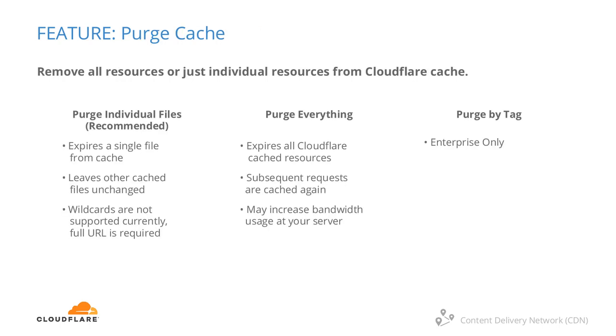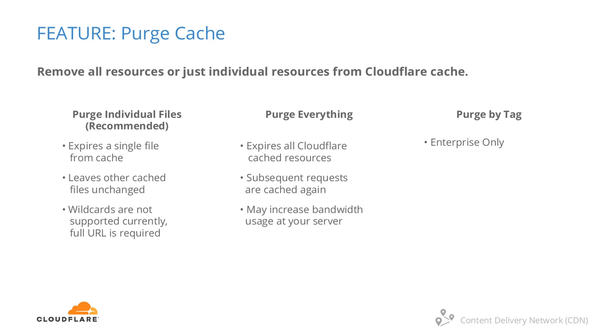So purge cache allows you to remove all resources or just individual resources from Cloudflare cache. The three available options are purge individual files, purge everything, as well as purge by tag, which is an enterprise-only feature. Just as the name specifies, purge individual files is on a per URL basis, per asset. Purge everything expires all cache resources for your site, and purge by tag allows you to create groups of resources to be purged together by that tag name.